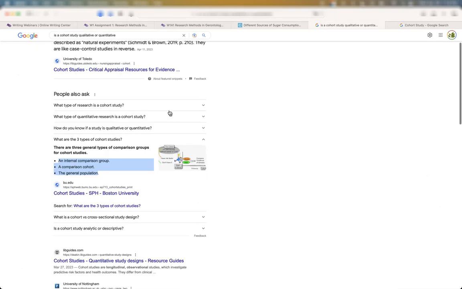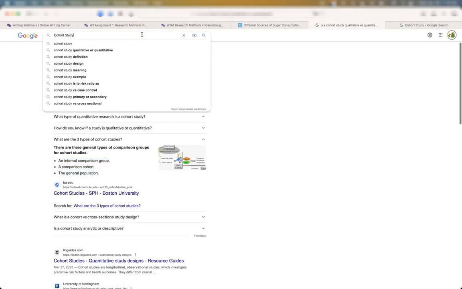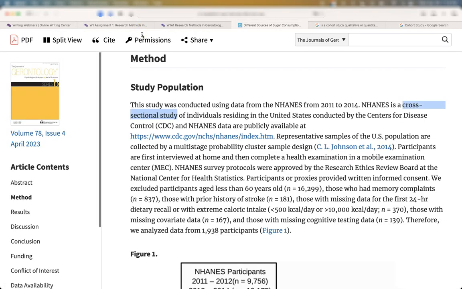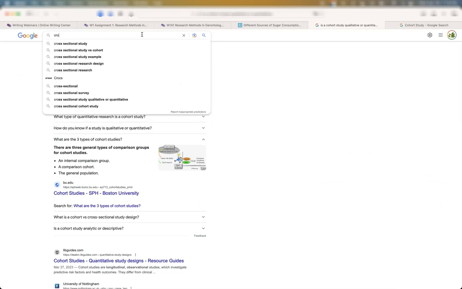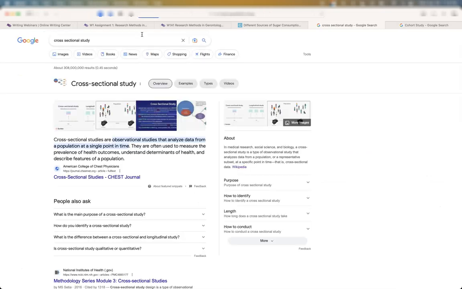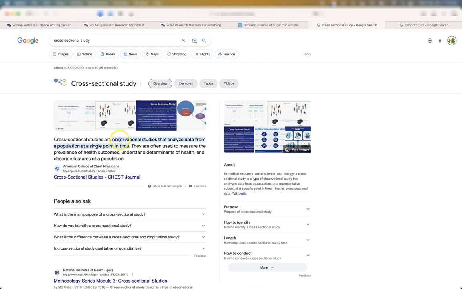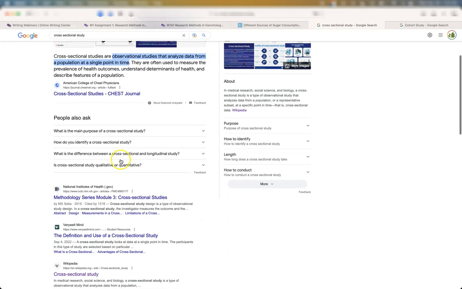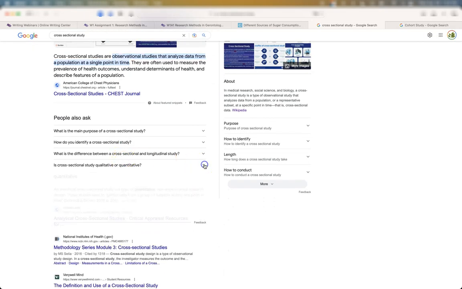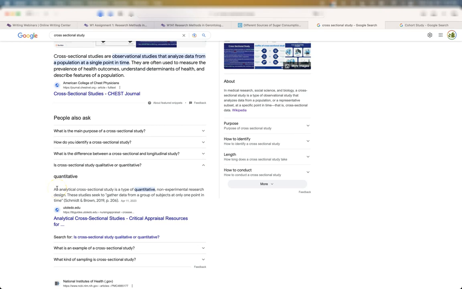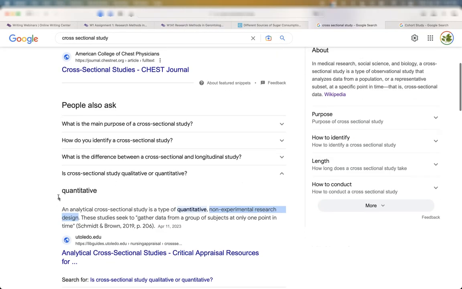Now again, if you're encountering this for the first time, just do a search for cross-sectional study, and you'll see that, oh, it's an observational study, so you're looking at the data at a single point in time. And then you can always look up this quick peek to remind yourself or teach yourself, oh, yes, it is quantitative. Now, the non-experimental, what that means is that they're not going in and changing things.